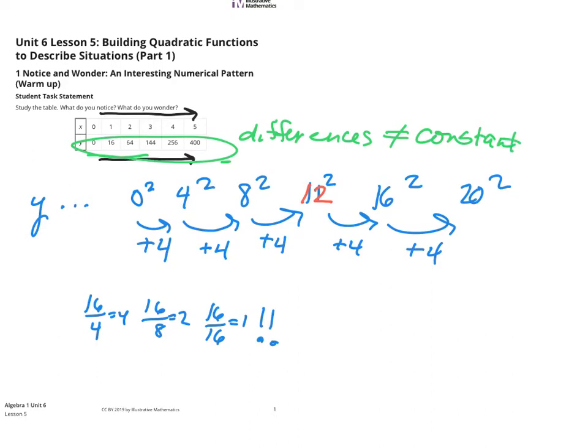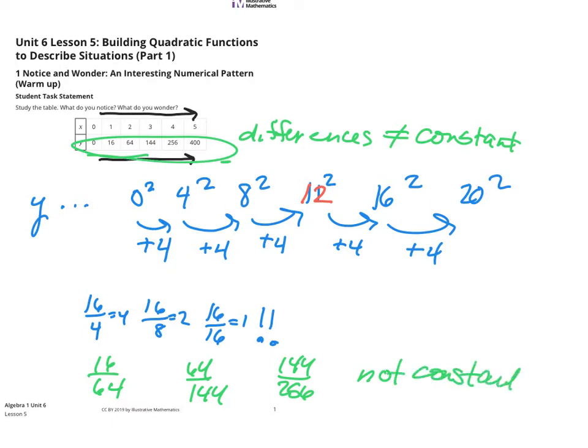Cool. If we did the factors, we do 16 divided by 64, 64 divided by 144, 144 divided by 256, also not constant. So it's not exponential. Whenever we have these, we know that it's quadratic though. Did we get them all? I think we noticed and wondered a lot.